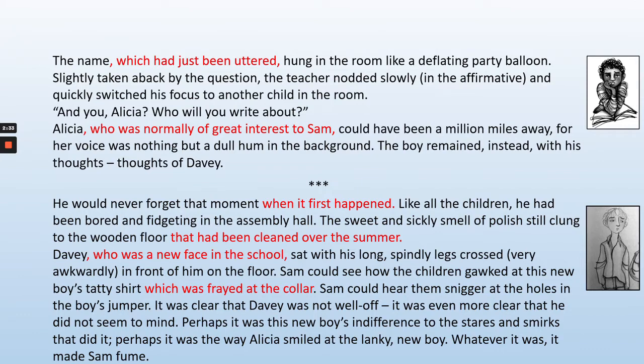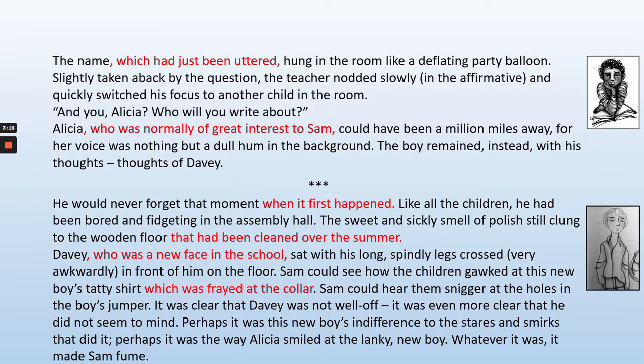I'm going to read along and I'd like you to follow. Pay particular attention to the features in red. The name, which had just been uttered, hung in the room like a deflating party balloon. Slightly taken aback by the question, the teacher nodded slowly, in the affirmative, and quickly switched his focus to another child in the room. And you, Alicia, who will you write about? Alicia, who was normally of great interest to Sam, could have been a million miles away, for her voice was nothing but a dull hum in the background. The boy remained instead with his thoughts of Davy.